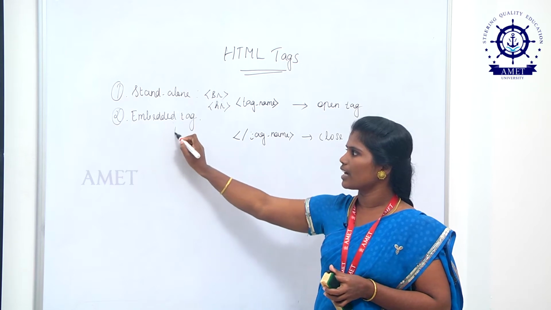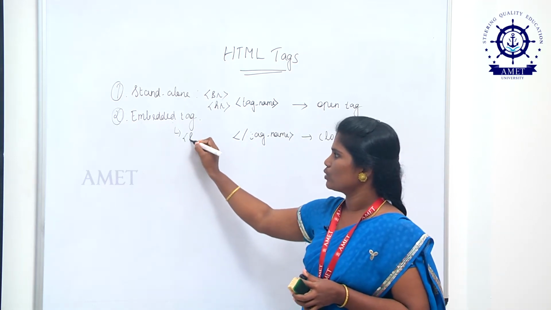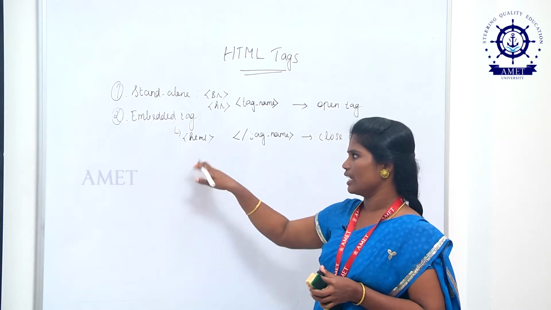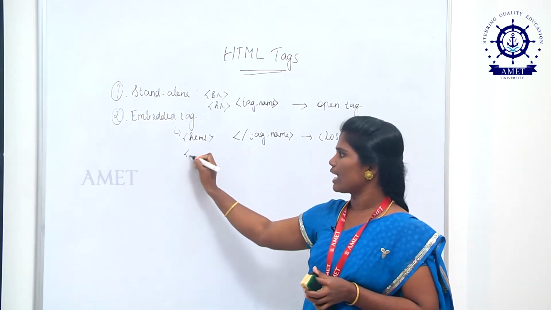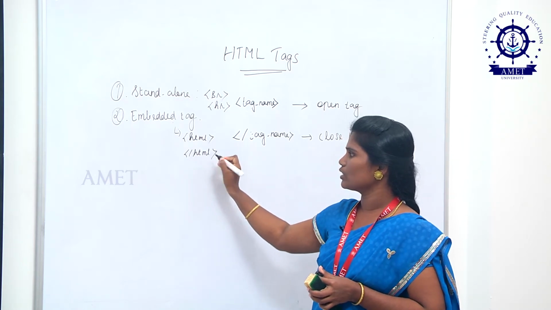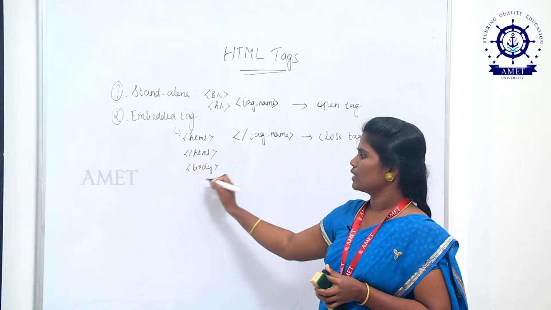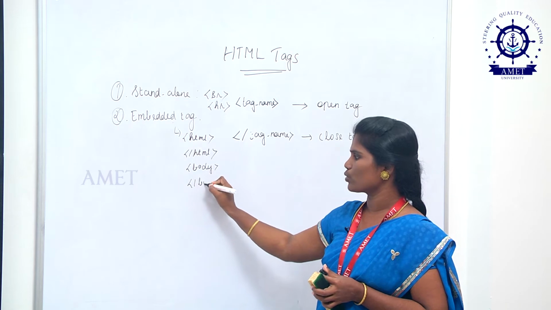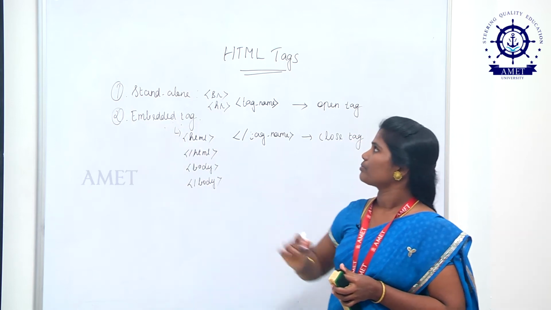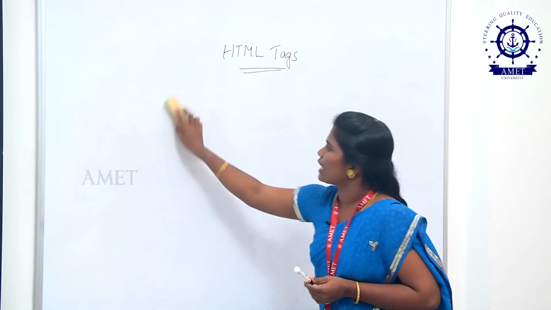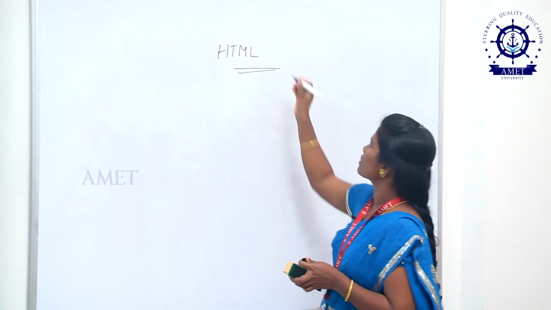Whereas an embedded tag should have both an open tag as well as a close tag. For example, HTML. If it is any document, any program in HTML, you must start with the HTML tag and end with the HTML tag. So it should have both open tag as well as close tag. One more tag, body. It also has its corresponding close tag. These are the examples of embedded tags. Two types of tags that we have seen. Next we are going to discuss HTML elements.